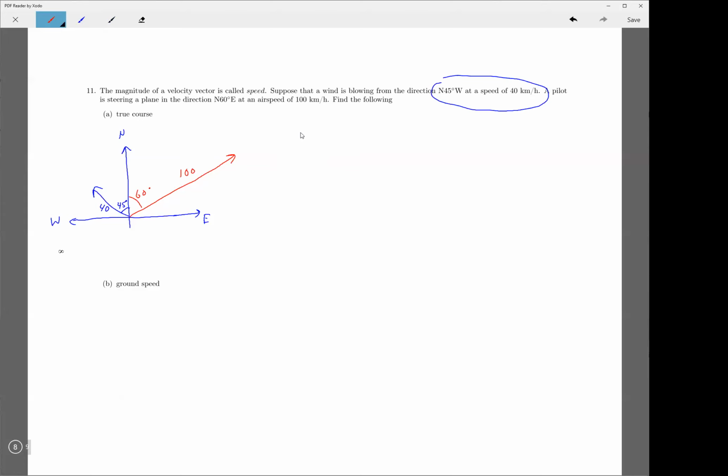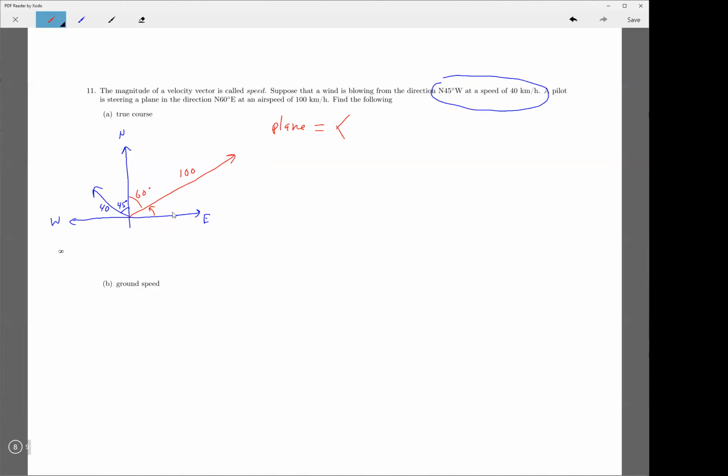Okay, so let's start with the plane and go for component form. What are the components going to be? You just break it up into x and y, right? So what's the x component going to be? This is 100, and this is 60 degrees. That means that this right here is 30 degrees, right? It would be 100. Oh no, because that's the hypotenuse.